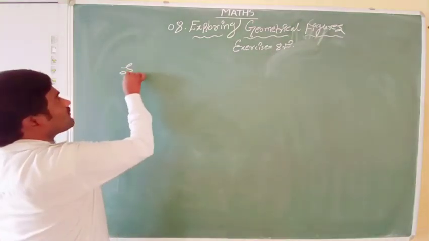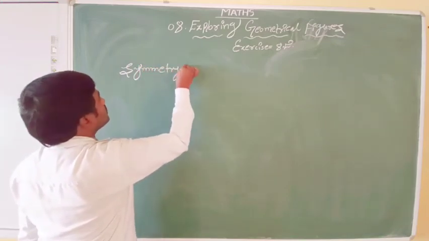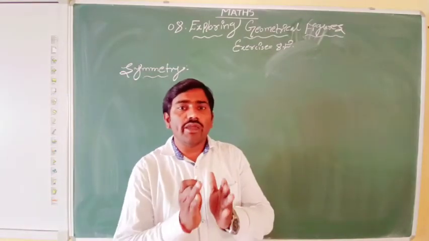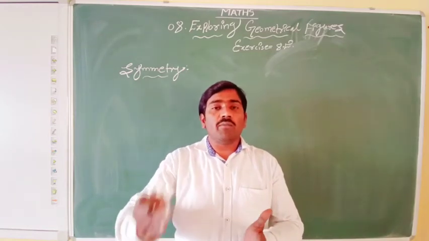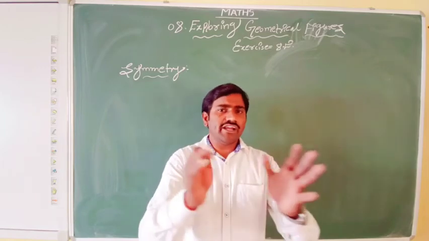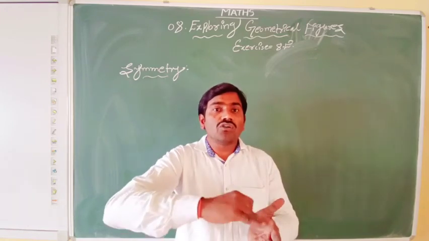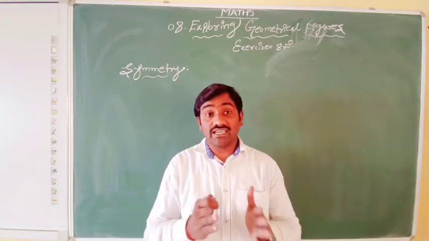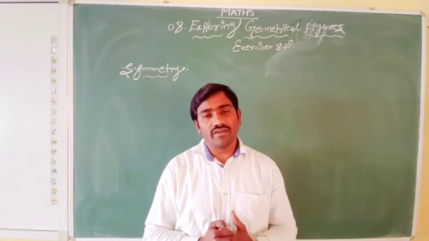The meaning of symmetry, we are very familiar with. If an object is able to be divided into two or more than two equal identical parts, then it is called a symmetrical figure. Take any object. If that object is able to be divided into two or more equal identical parts, then the figure is known as a symmetrical figure.